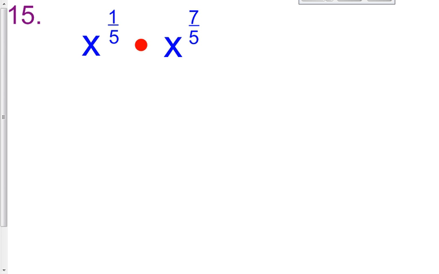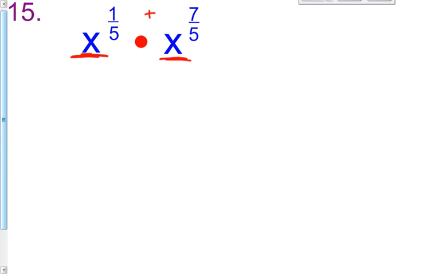All right, number 15. With common bases, x to the 1/5 and x to the 7/5, I add their exponents when I'm multiplying with common bases. So I'm multiplying x and x, so I have to add 1/5 plus 7/5. So it's x raised to the 8/5. Now that I've done that, I have to remember all answers have to be in radical form. So this is the same thing as the 5th root of x to the 8th.